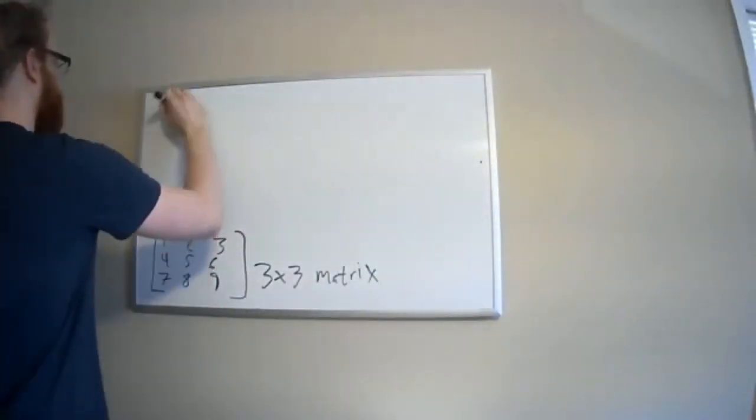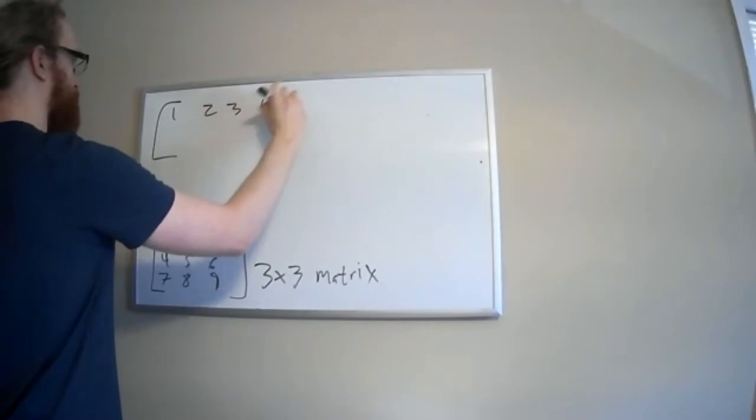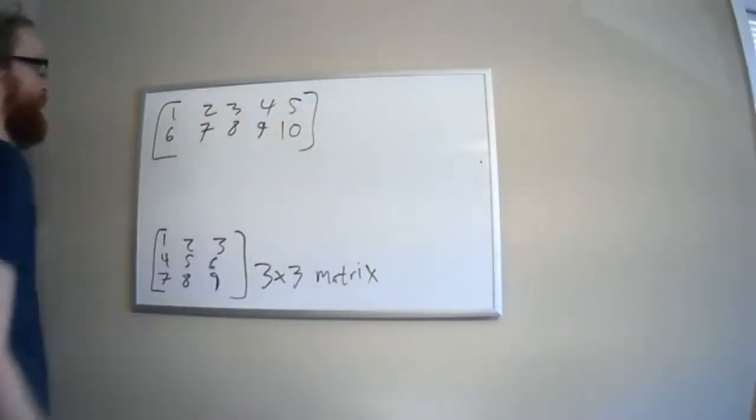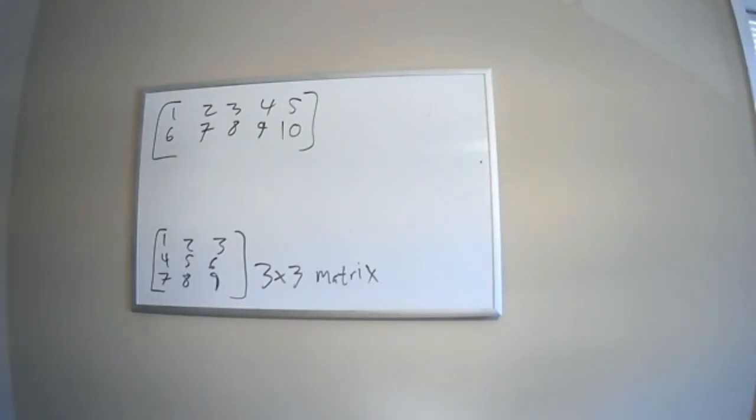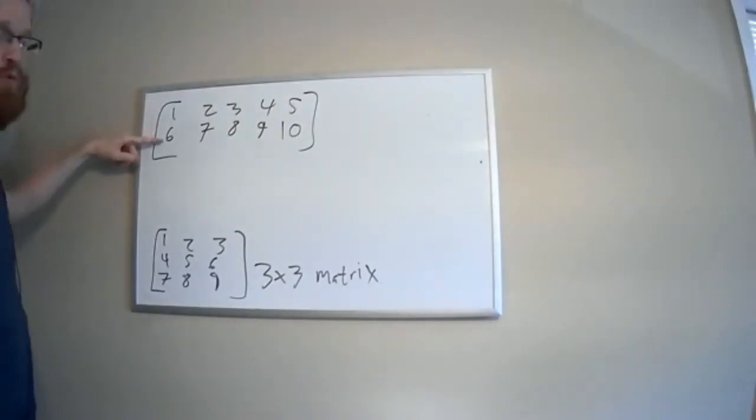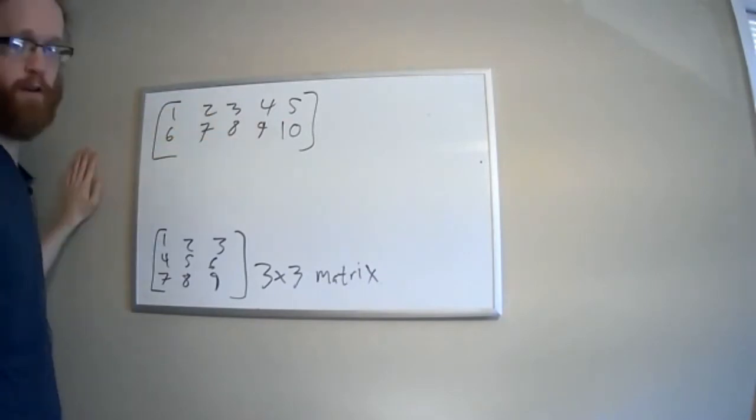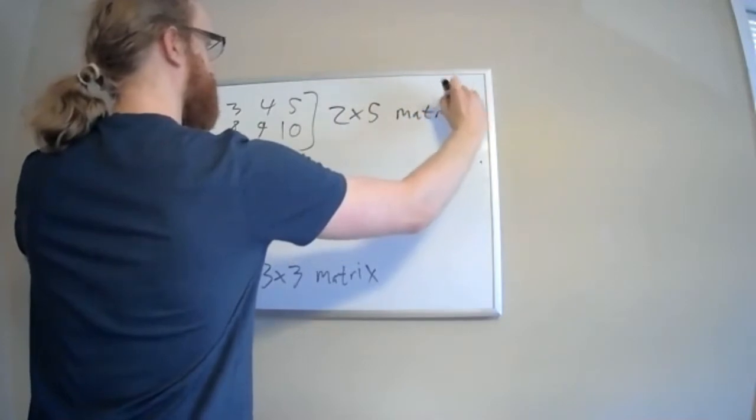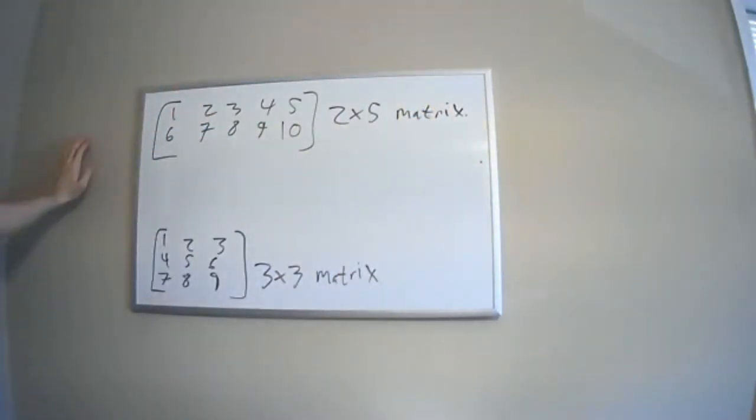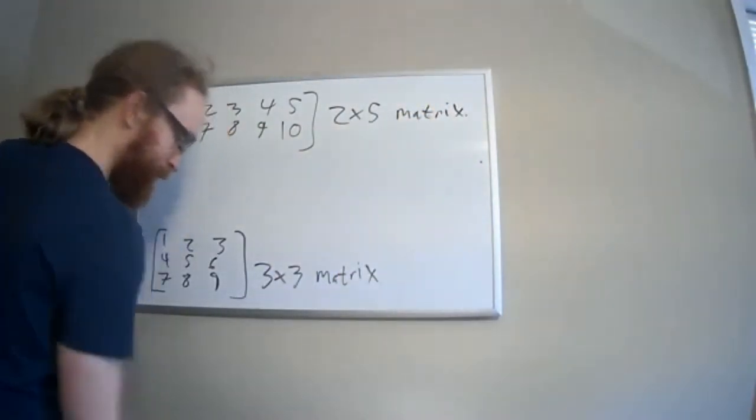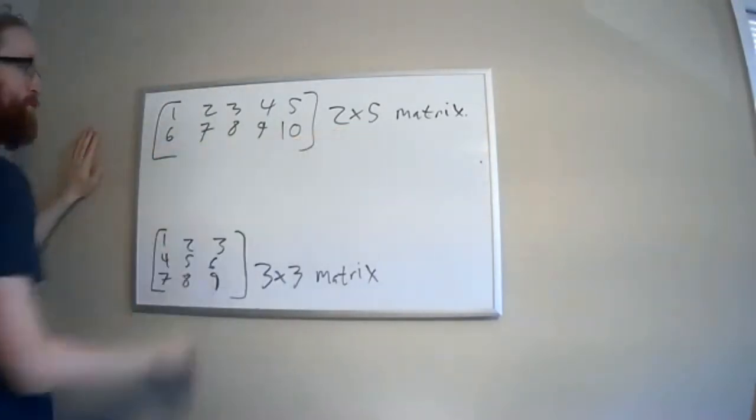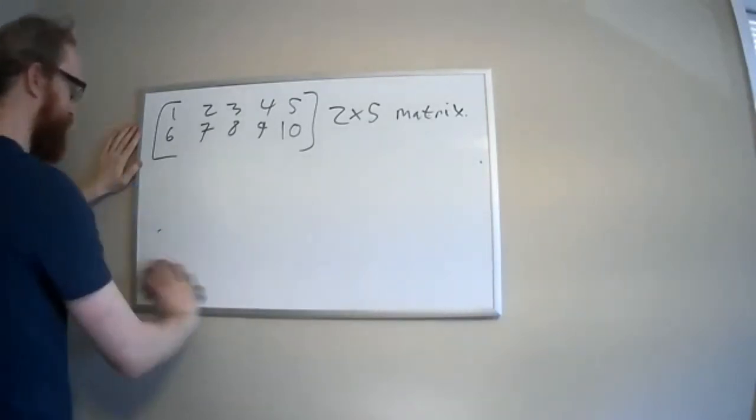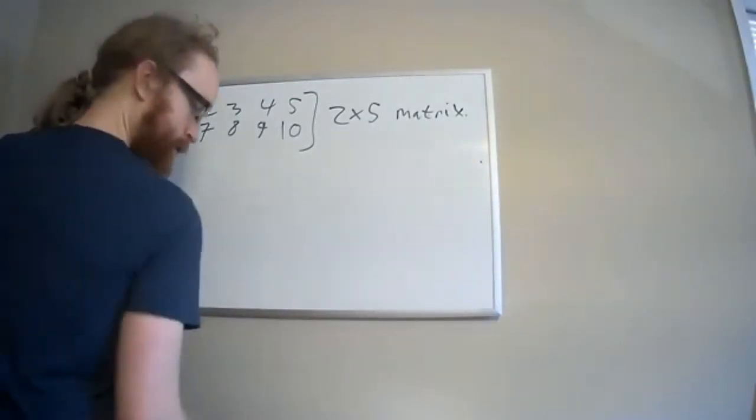Maybe another example to throw on the board would be like, here's another matrix. Again, if I wanted to describe the dimension of this matrix, I have 2 rows, and I have 5 columns. This is a 2x5 matrix. Okay, I could write more examples, but I think 2 is good to describe the dimension. Again, just rows by columns. Okay. This is terminology that we'll use throughout basically the rest of the course.